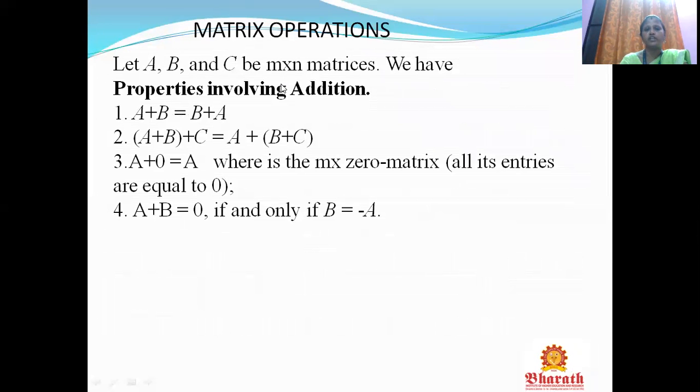Next, we are going to see about matrix operations. So let A, B, C be M into N matrices. Usually we will be using M into N matrices.